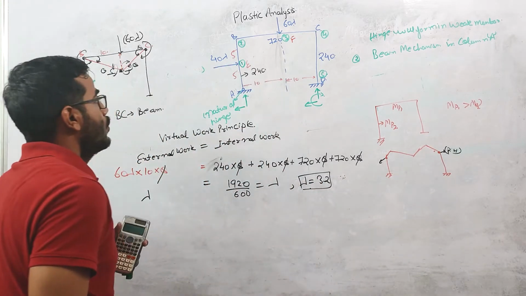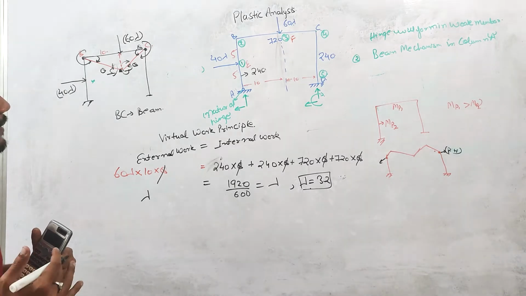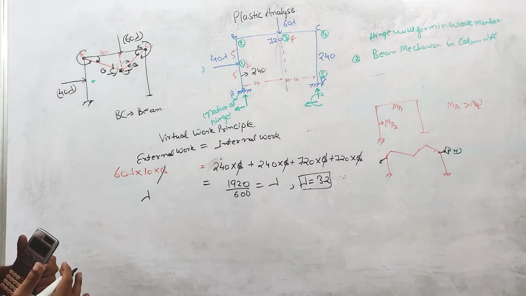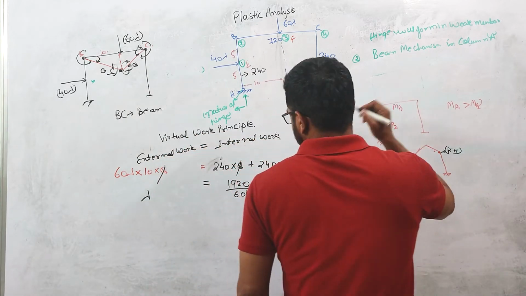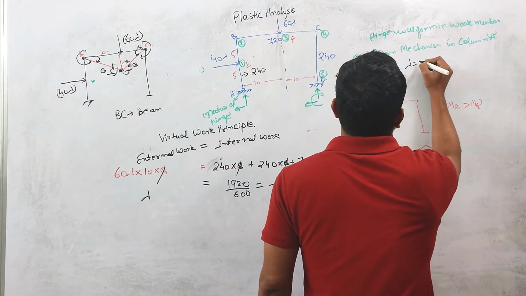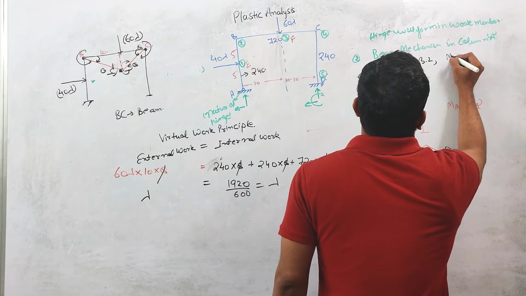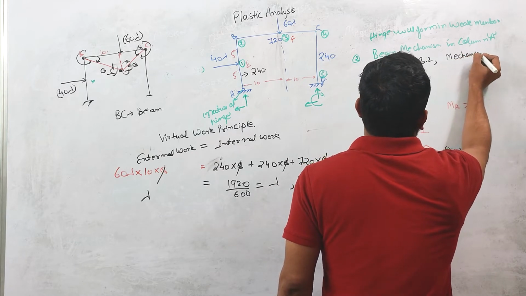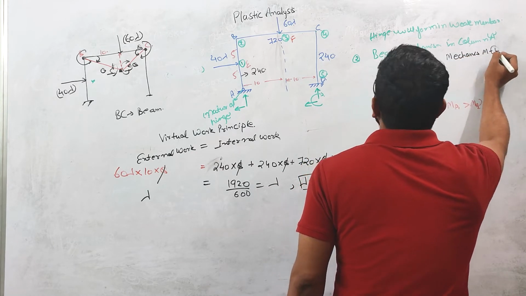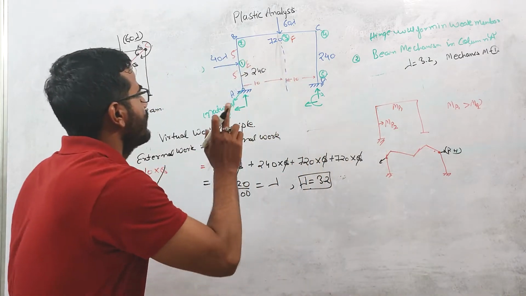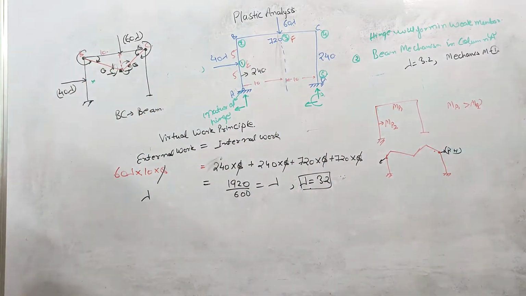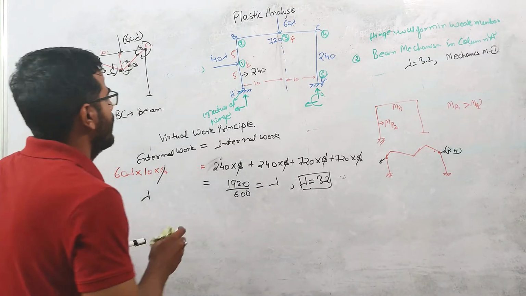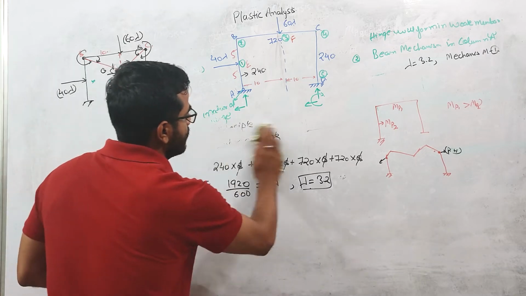So the collapse load factor when there is a beam mechanism in BC is lambda equal to 3.2, corresponding to mechanism 1. And what is mechanism 1? Mechanism 1 is the mechanism when there is a mechanism in this BC. So lambda comes out to be 3.2. Now what about the value of lambda when there is a mechanism in this column?